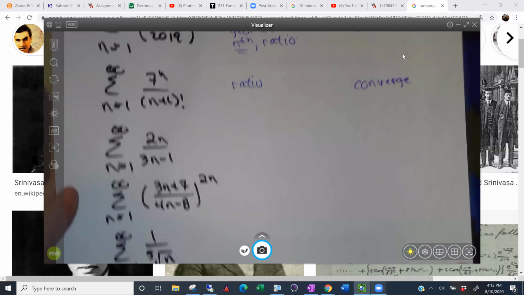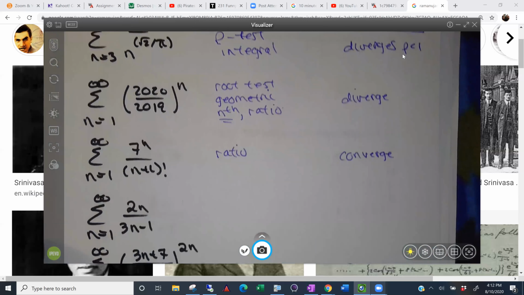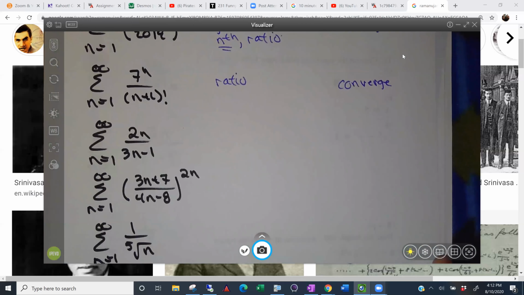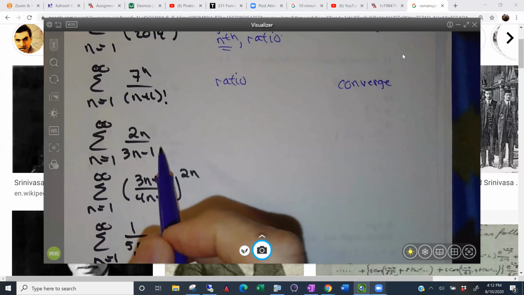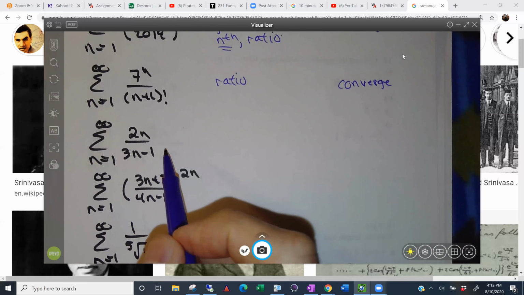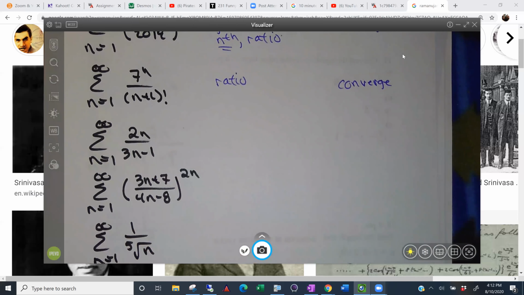Well, let's go back to this one. What do you think? What could I use here? Now, a ratio test, I think, would have a limit of 1. I think a ratio test here would be inconclusive. You can check me on that and text me if I'm right.